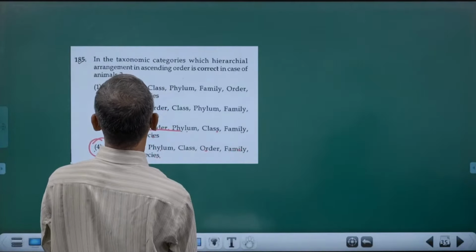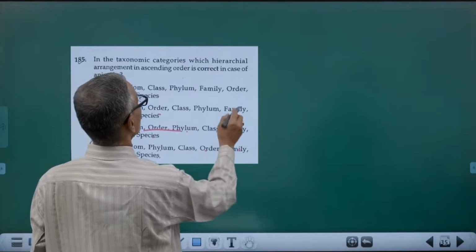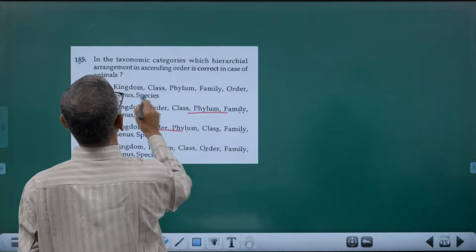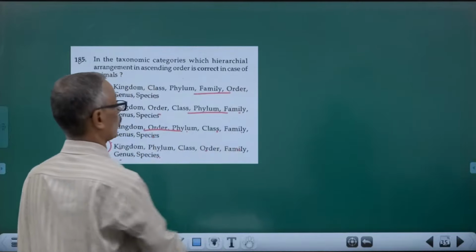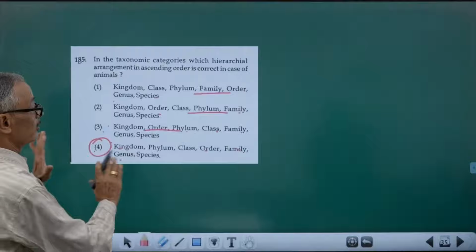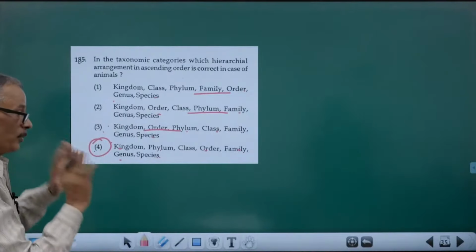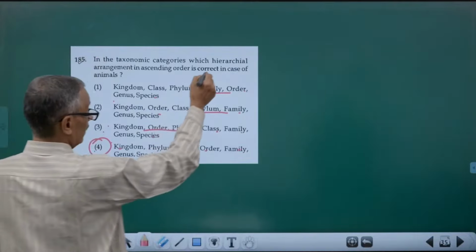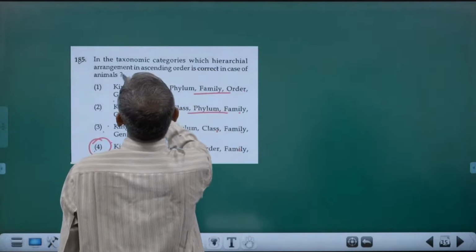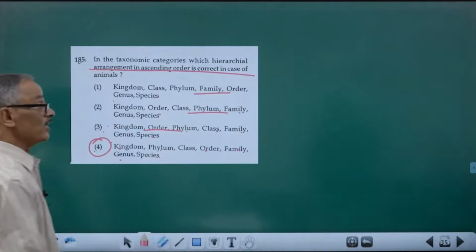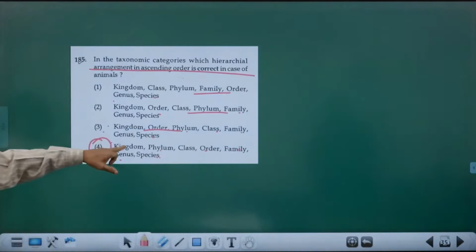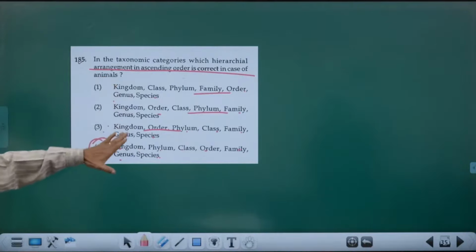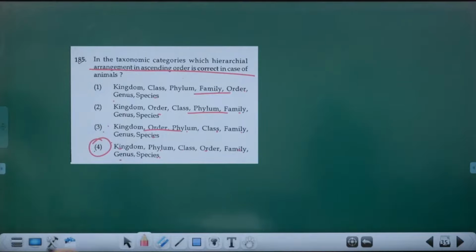It is not in the correct order. Species, genus, family, phylum. It is not in the correct ascending order. Species, genus, order, family. Not correct. So the only one in the hierarchy which can be in order is this one. But this is actually in descending order, largest first and smallest later. Our taxonomic hierarchy is ascending, starting from species and ending in kingdom.